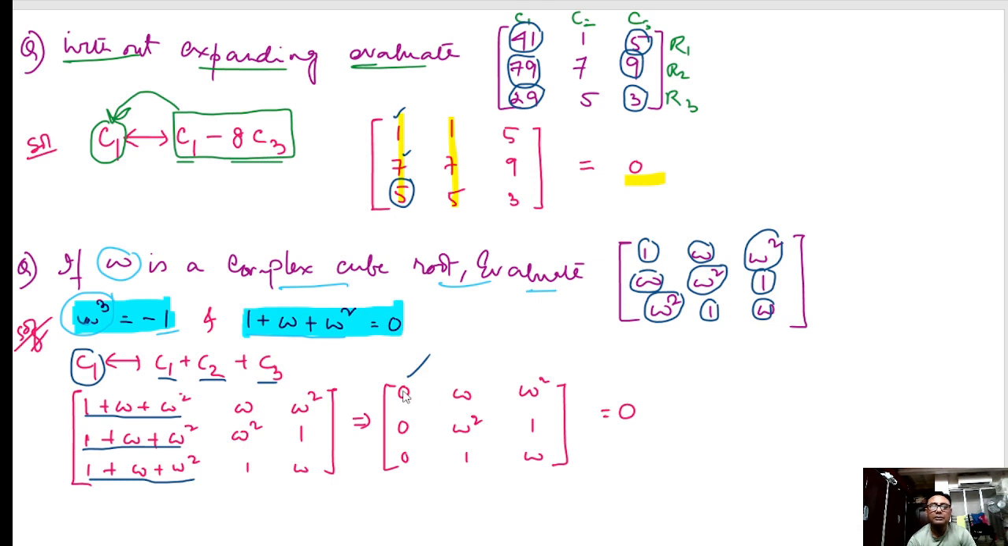All the values are 0. So please note that if a determinant has any row or column as 0, then the answer of the determinant will always be 0. Clear? So now let's move on to the next one.